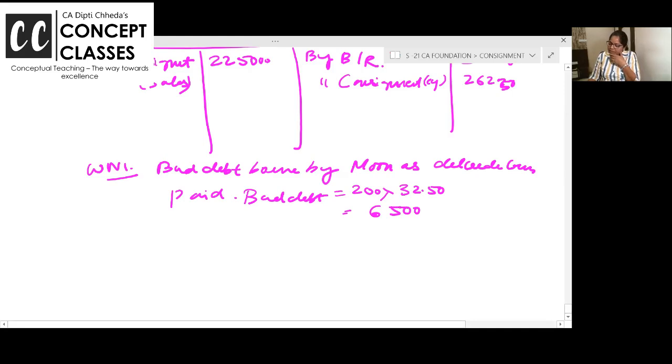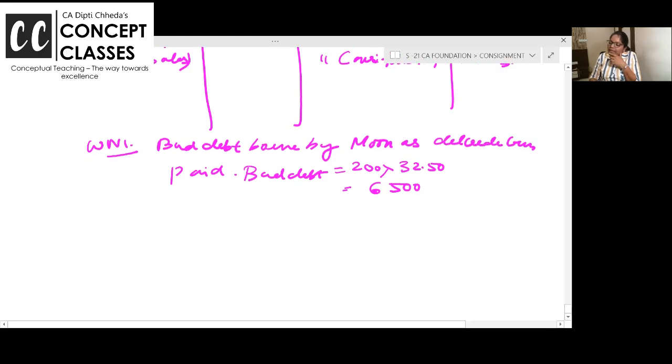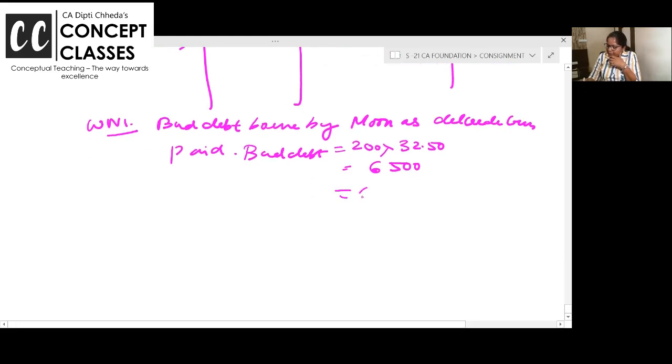Two hundred units are sold at 32.5, 6,500. क्या करें? In that, this person has become insolvent and he paid 70 paisa. So bad debt will be 6,500 ka 25%.